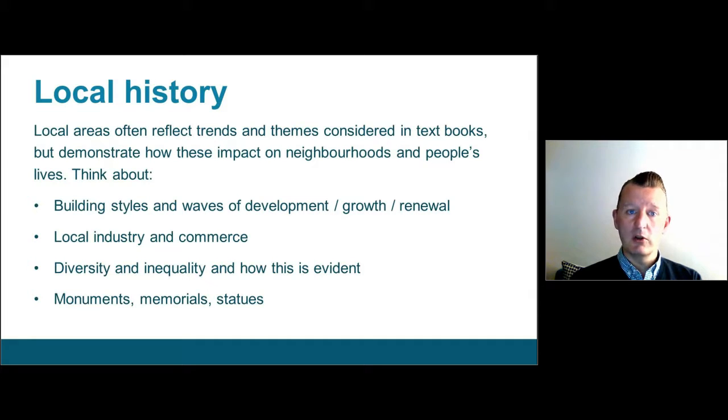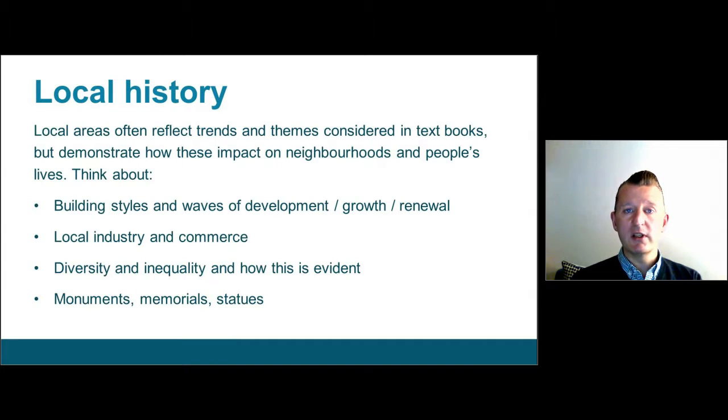So we might use a local history project and a visit outside of school to think about building styles, and in particular to think about the waves of development as the economy grows, as government changes, as empires shift and move away and independence is gained. We might think about how that's reflected in architectural growth, or how a previously small garden suburb grows into a more urban area over time, and that leaves behind it clues in the built environment.